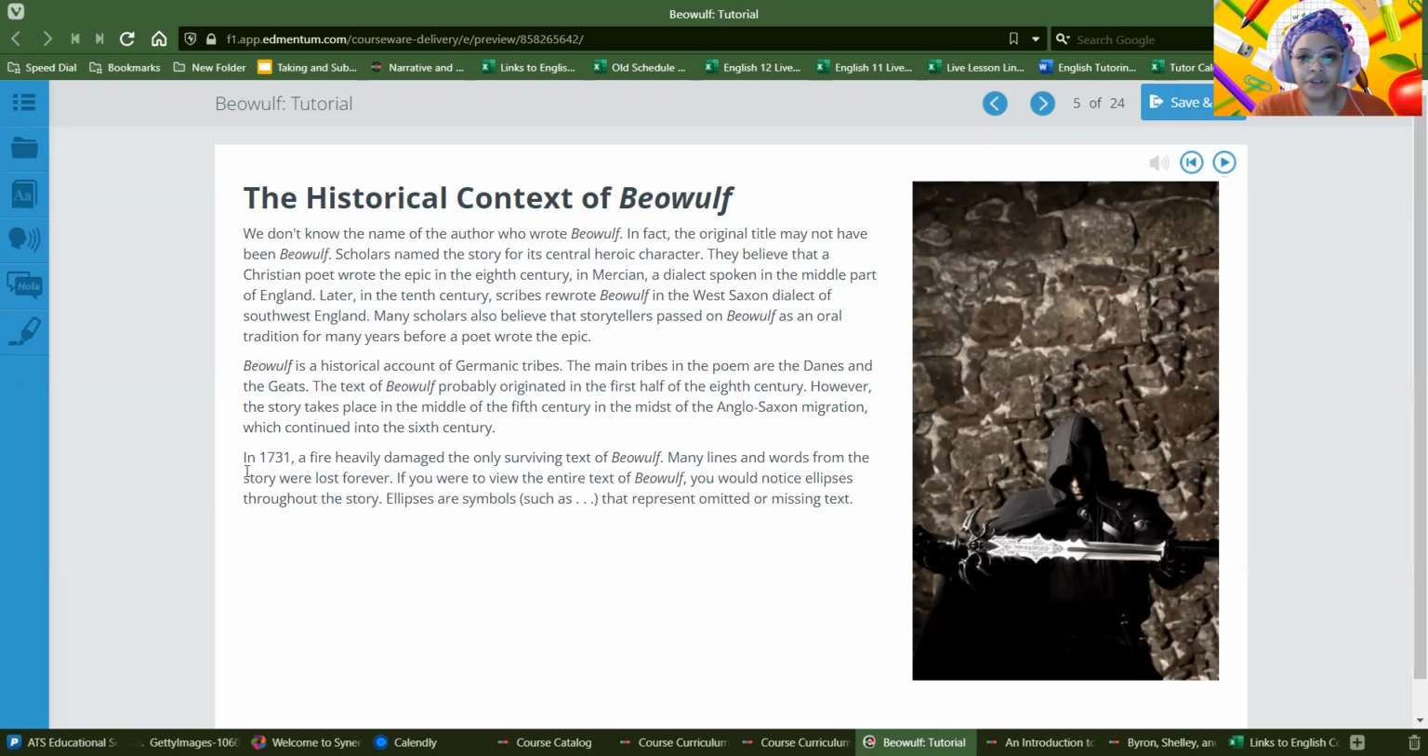So it says in 1731, a fire heavily damaged the only surviving text of Beowulf. The only surviving text. So we only have one version of the Beowulf story, and a fire damaged it. We don't have any other copies. There's none buried anywhere. This was just the last one that survived.